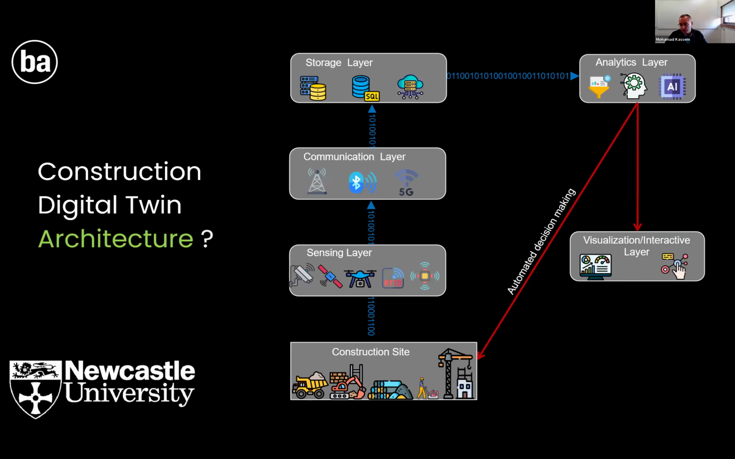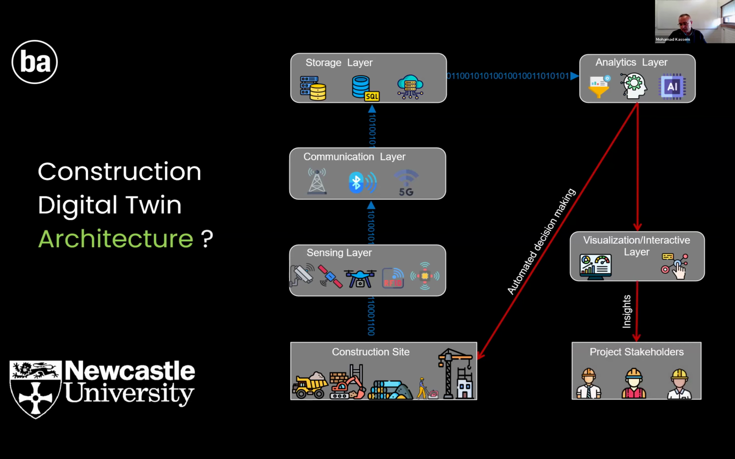Or you could go through a visualization, a dashboard, or a BIM model, where stakeholders look at that dashboard and make decisions that they enact on the construction site. So you can see there are various ways. In the two case studies I will show, one is nearly automated decision making. The other goes through a dashboard and then makes the decision that goes to the construction site. So that's the physical twin, and that's the digital twin, and the sum of both is a twin system.